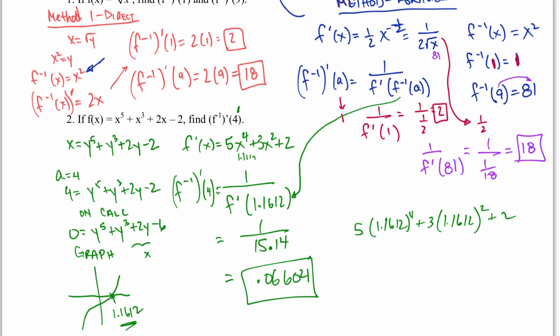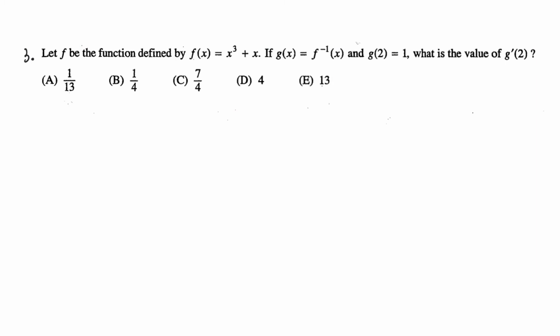So now we're going to go ahead and do one more problem, and let's take a look at it. And here it is, number 3. It says, let f be the function defined by f of x equals that, and g of x equals the inverse. So g of x right here, they're telling us equals the inverse, and g of 2, so the inverse at 2, is 1. What is the value of the derivative of the inverse? So they're giving us that f of x is that. We know that g of 2 equals 1, and that this is the derivative of it.